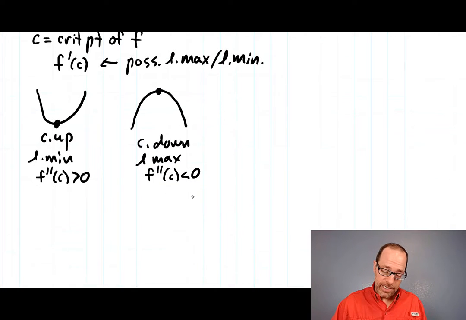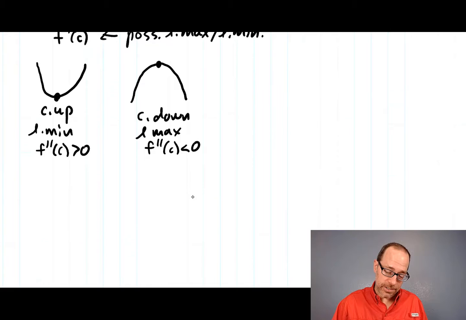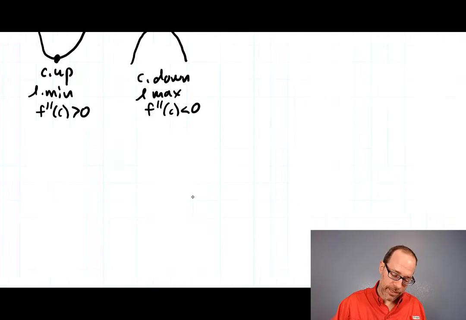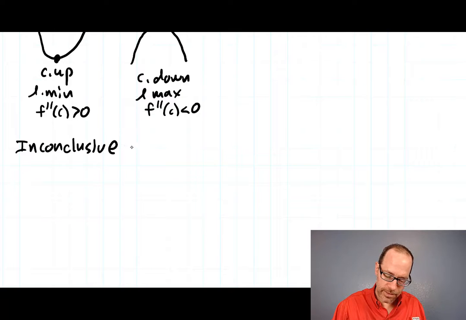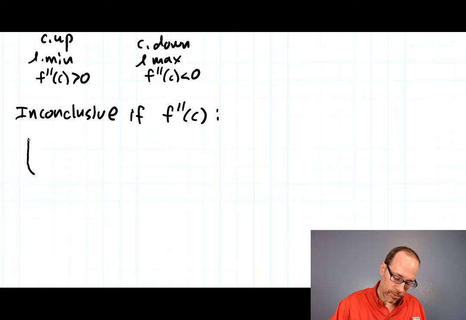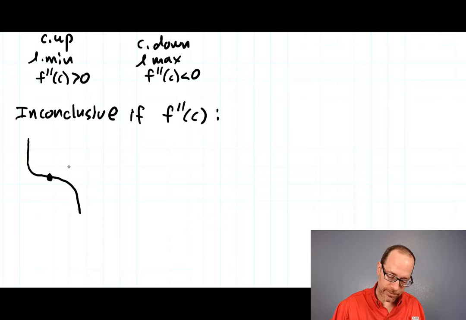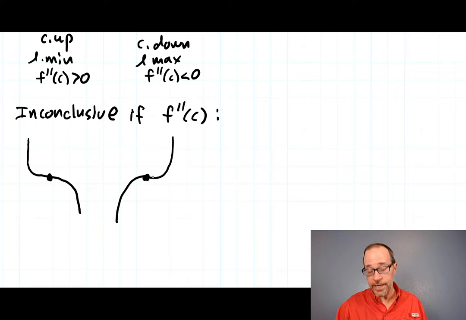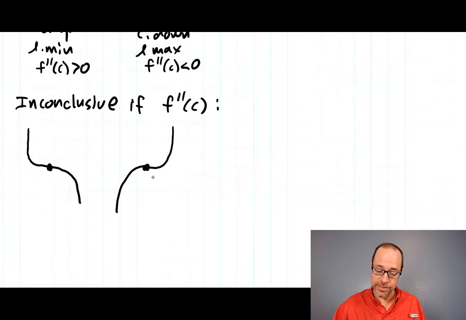Now, the test is essentially inconclusive if the second derivative is 0. And the reason for that is sometimes if you have saddle points, inflection points like this, right, then those critical points will be saddles and they'll be neither max nor min. Okay, and that can happen sometimes when the second derivative is 0.